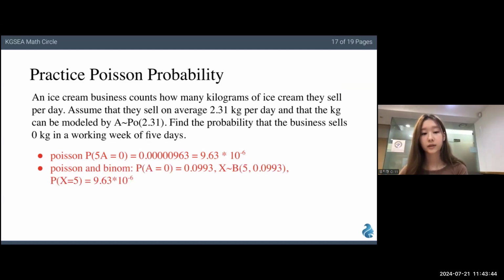First, you can find the probability where A equals 0, because you're looking at 1 day, and then use the binomial experiment where 5 days is 5 trials, and you use this probability given from Poisson in the binomial probability, and that will give you the same answer.